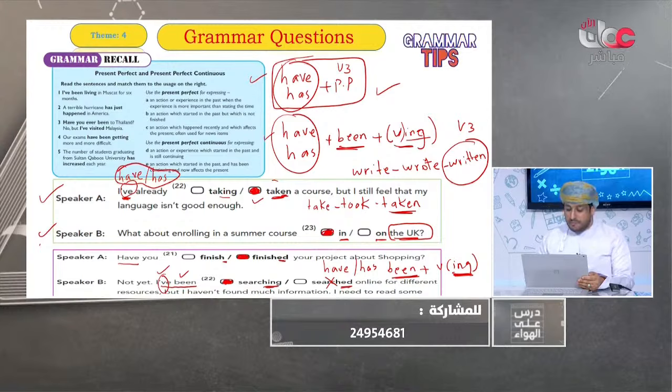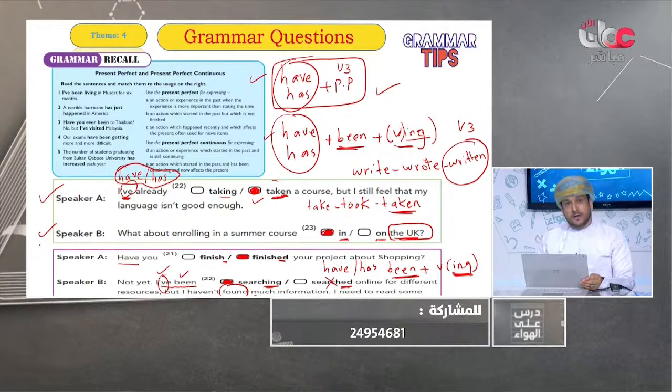Again, not yet. I have been searching online for different resources but I haven't found much information. Here the rule is applied in haven't found: have, or its negative haven't, and the verb in the third form, found, which comes from find. The third form, or past participle, is found.